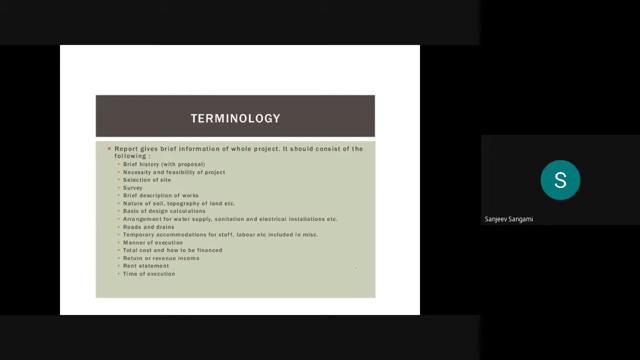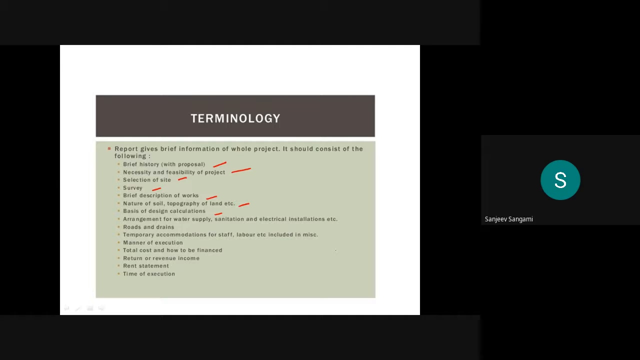Some of the terminologies, you already know some of the things. We'll move a little bit fast from here. So whatever the report of the project is, it should consist of the following. If you are preparing any report, it requires the brief history, the necessity and feasibility of the project, selection of site, survey, brief description of work, nature of soil, basis of design calculations, and arrangements for this. We already discussed this, but we have to see what information the report consists of.